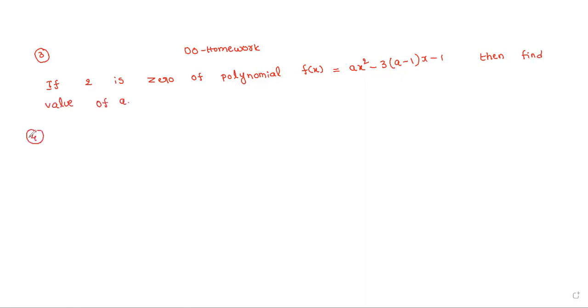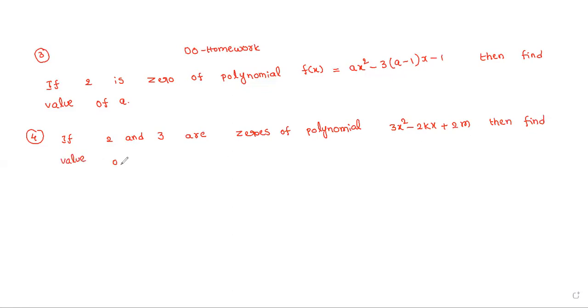So next, fourth question. If 2 and 3 are zeros of the polynomial 3x square minus 2kx plus 2m, then find the values of k and m. Okay, do homework ma.